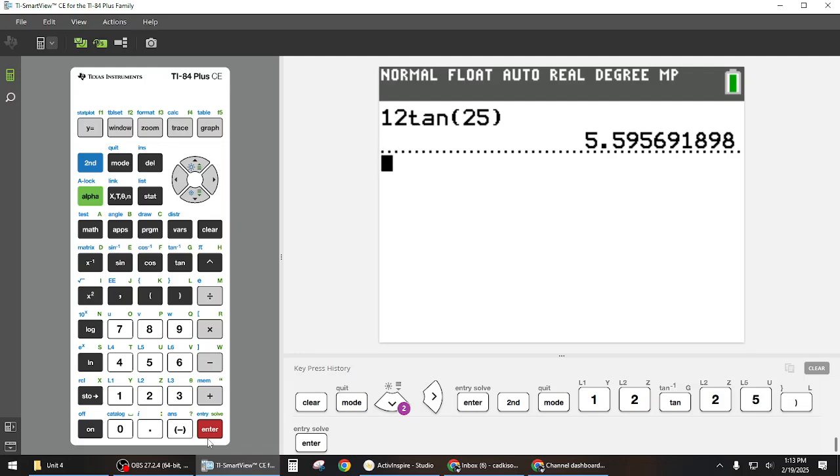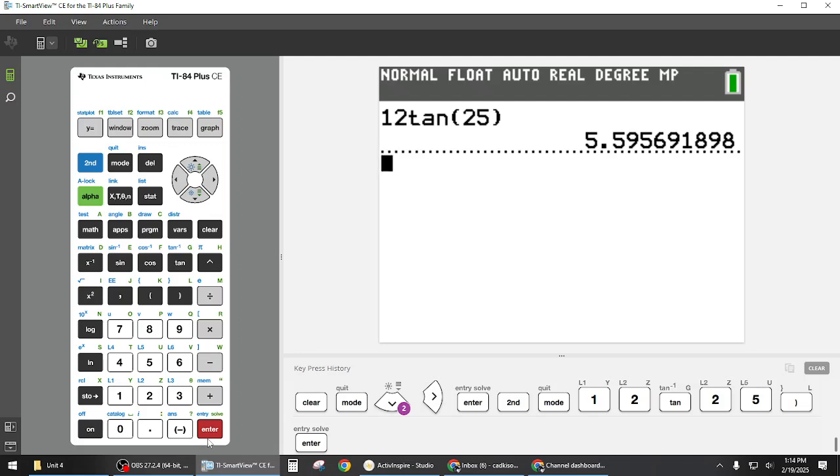So do 25 tan times 12. And the reason why is your calculator's algebraic logic is backwards from these other ones. So am I going to do that every time? Yeah. How do I know which one to put first?